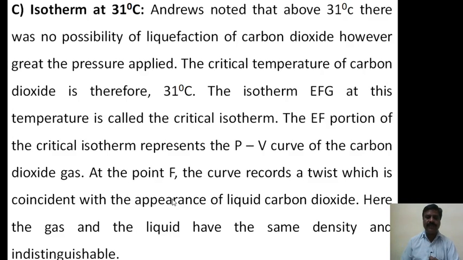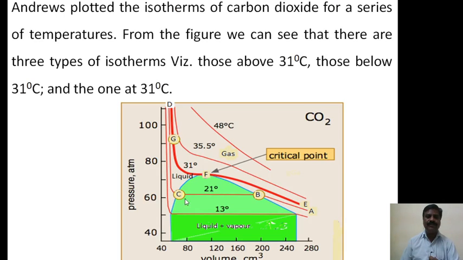Here in the graph at F, here that is sharp, both properties are there. The gas and the liquid cannot be distinguished. It is the same property, both properties will be there. The gas has a liquid property, and the liquid has a gas property. Therefore we cannot judge whether it is a liquid or a gas at this F point.